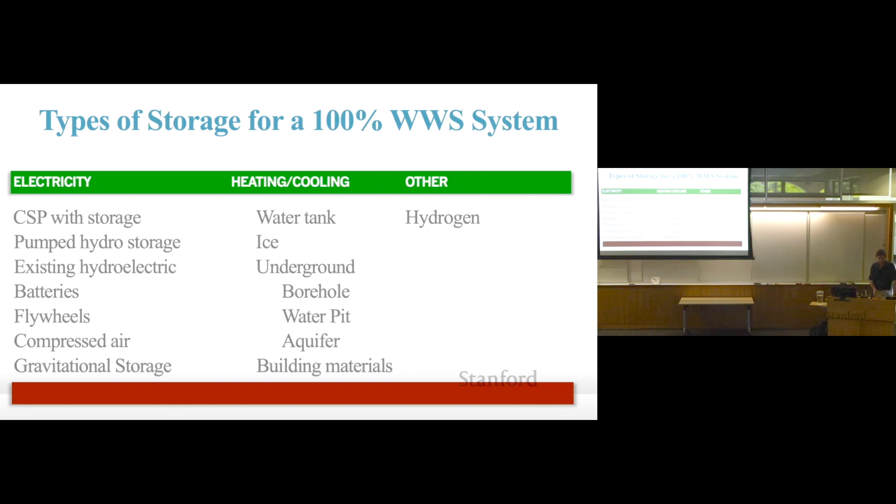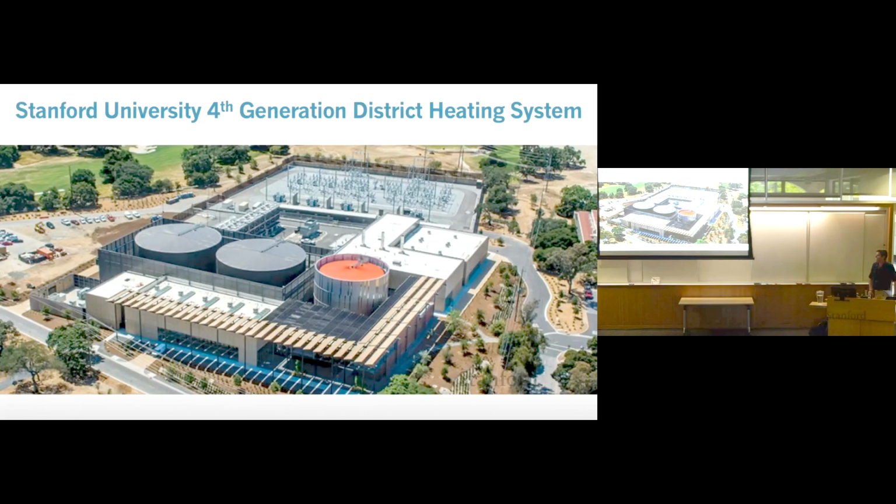But there's also underground heat storage in boreholes, water pits, and aquifers. And I'll talk about that in a minute, too. I mentioned hydrogen. Well, so this is Stanford's district heating and cooling system. It's actually the first district heating and cooling system in the world.